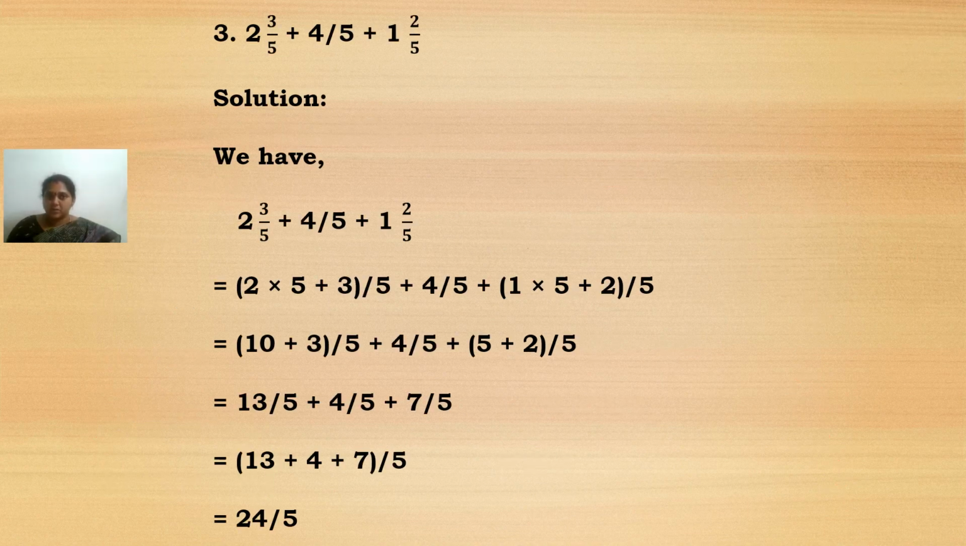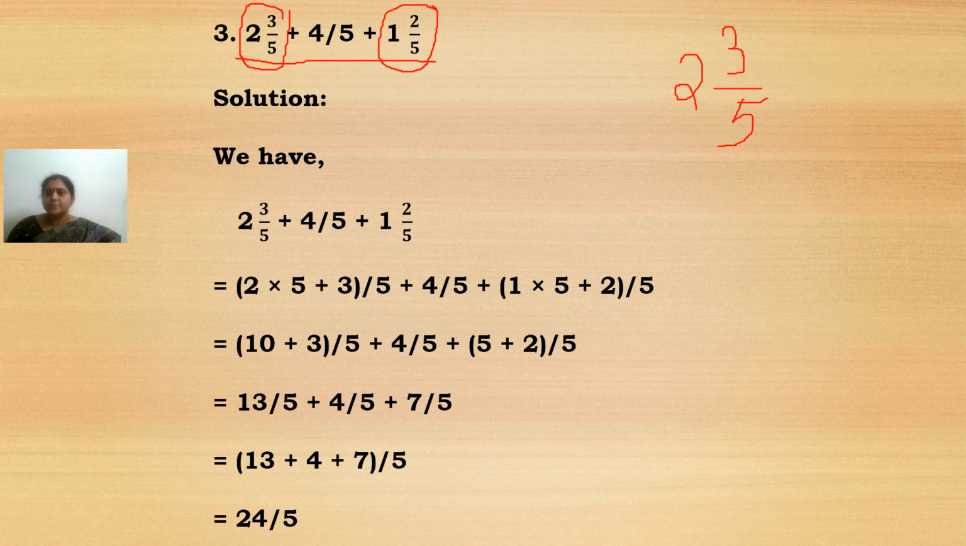Now we are going to see one more example: 2 3 by 5 plus 4 by 5 plus 1 2 by 5. Here you are seeing mixed fractions also in our addition. What do we have to do now? We have to convert these mixed fractions into proper or improper fractions. For example, my number is 2 3 by 5. I have to convert this into an improper fraction.